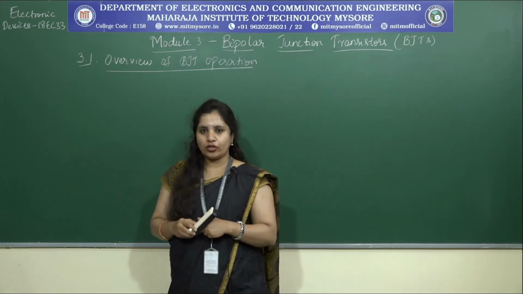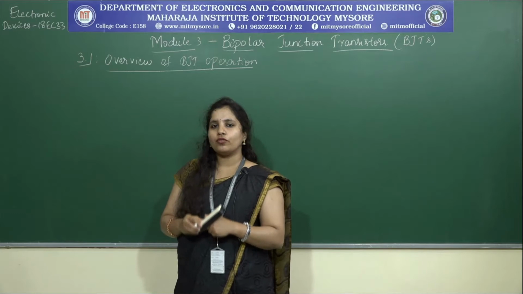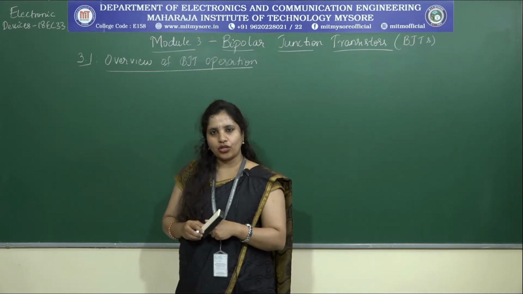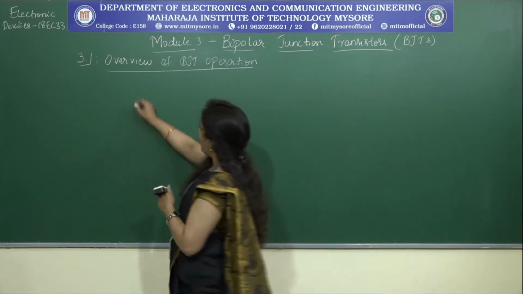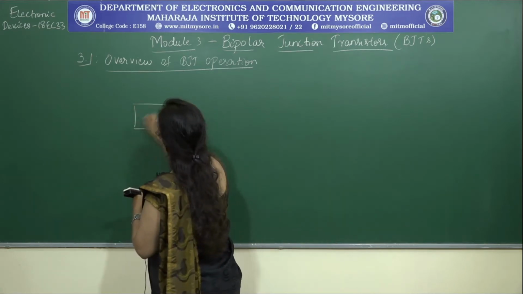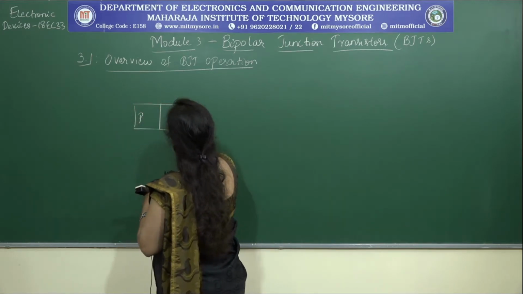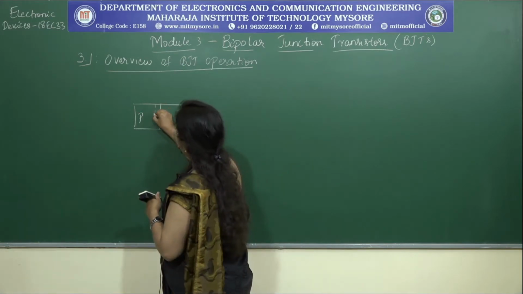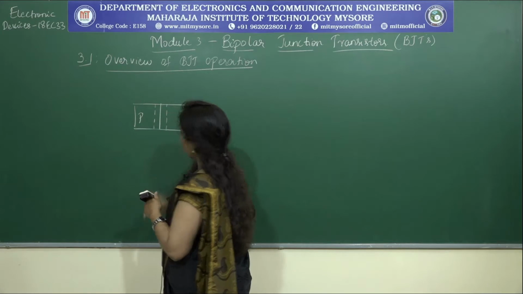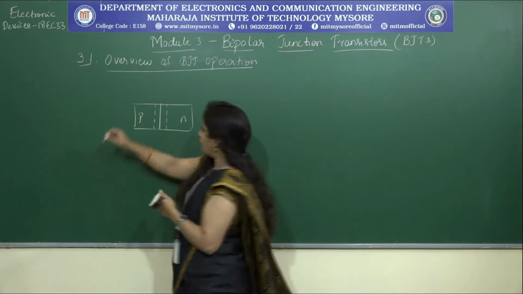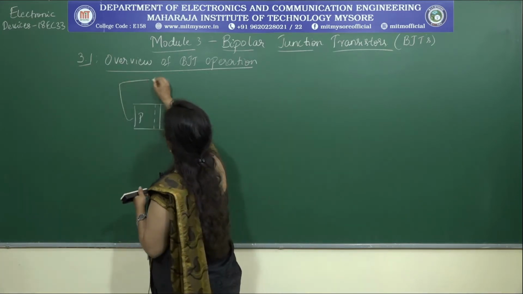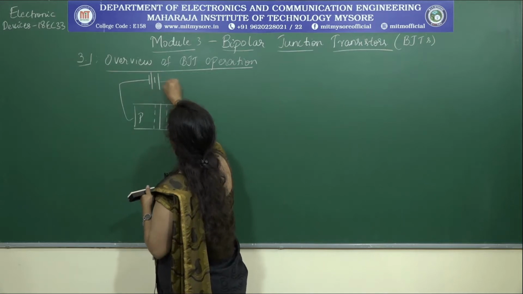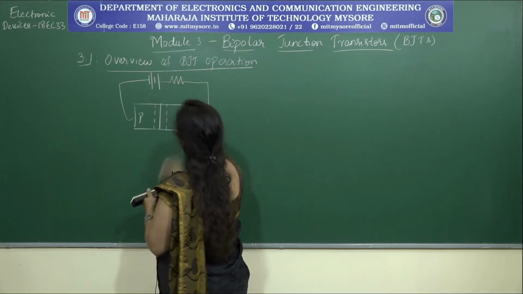Before going into the depth of the BJT operation and construction, let me just consider a PN device. Let this PN device be uniformly doped, and then we know there is a certain depletion region, and let me consider this PN junction device to be connected in the reverse biased condition.